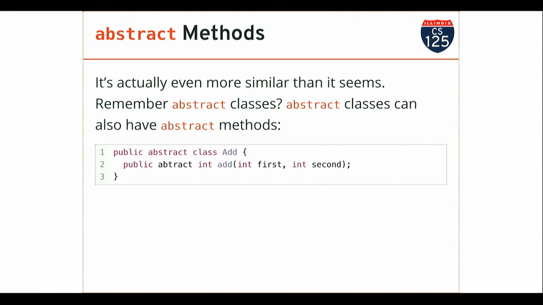So instead of an interface, I could create a public abstract class add, and instead of implementing the interface, I could extend this class. Is there a question here? Yeah.